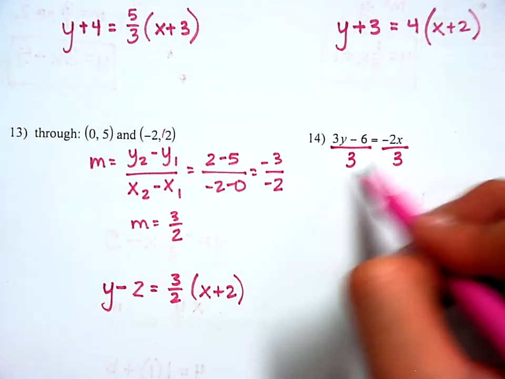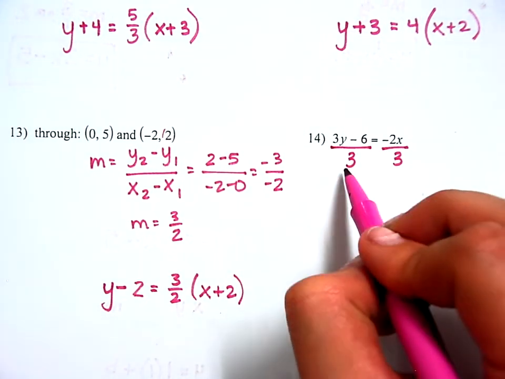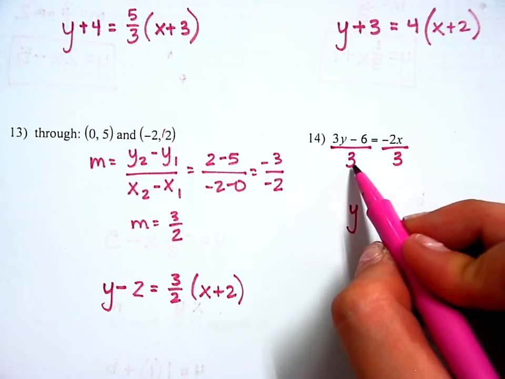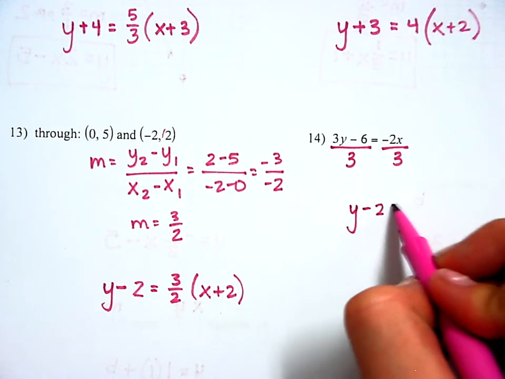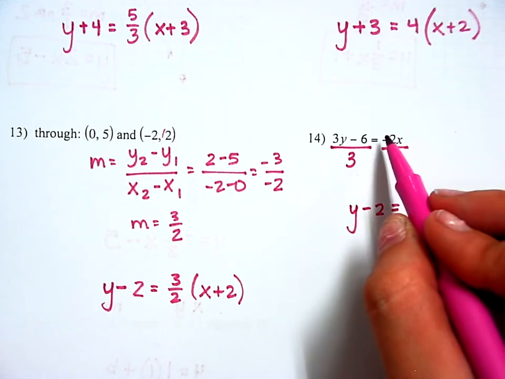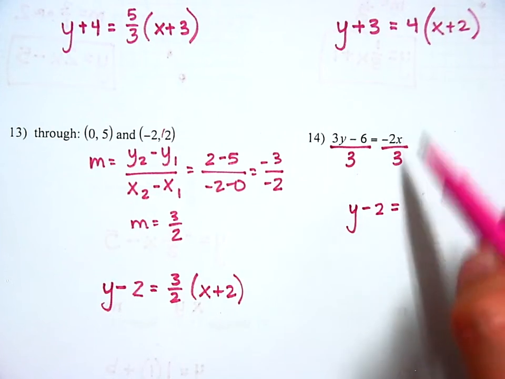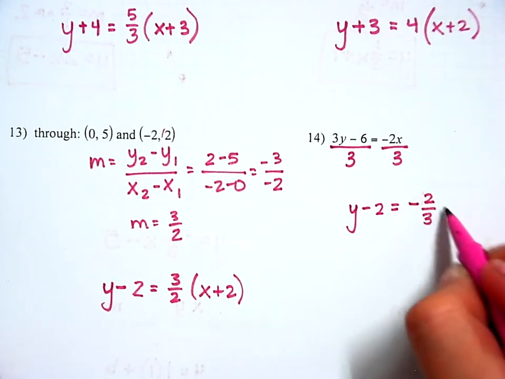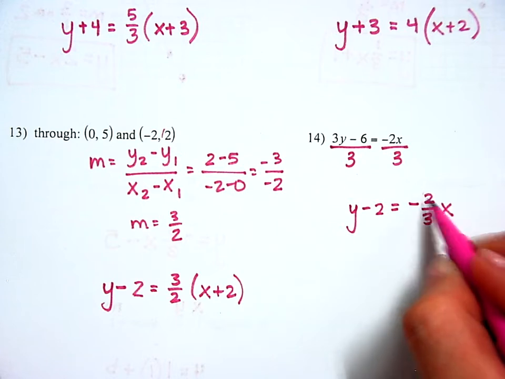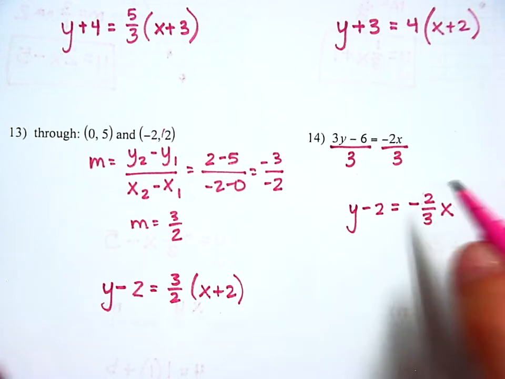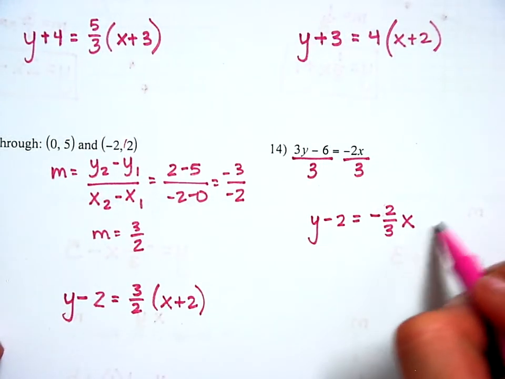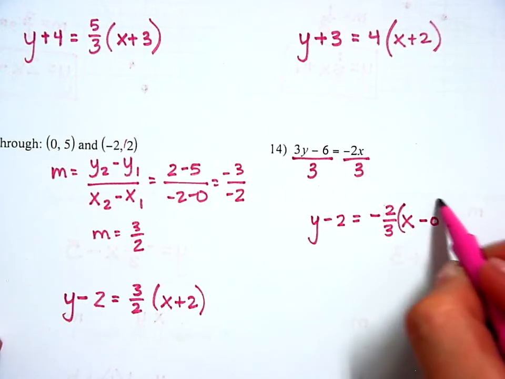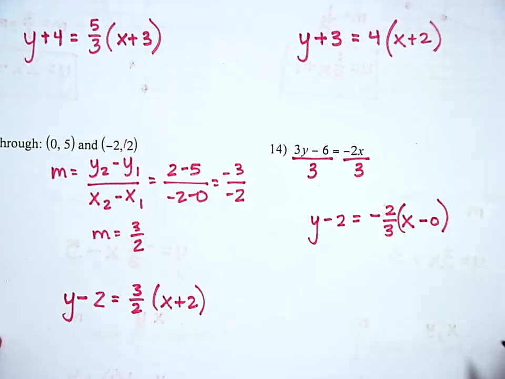So on the left side, well, 3y divided by 3 is just y. Negative 6 divided by 3 is negative 2. And on the right side of the equation, I now have negative 2x divided by 3. I can also write that as negative 2/3 x. So I'm just writing the fraction first and then x. Now, I don't have any number being added or subtracted, so you can leave it like this, or you can put it in parentheses and just put a 0 there. So I would accept either.